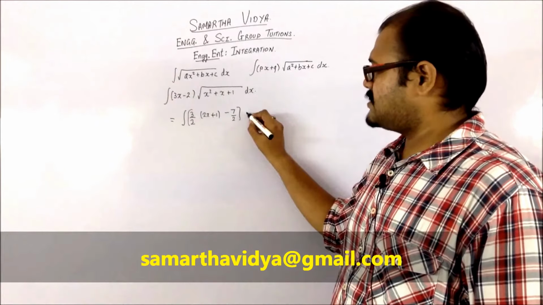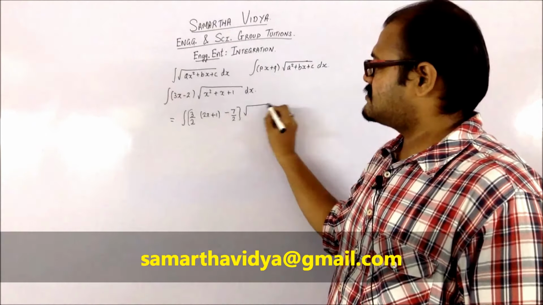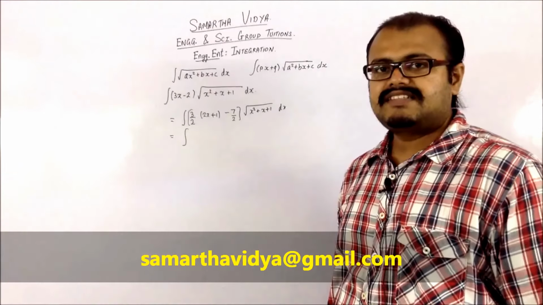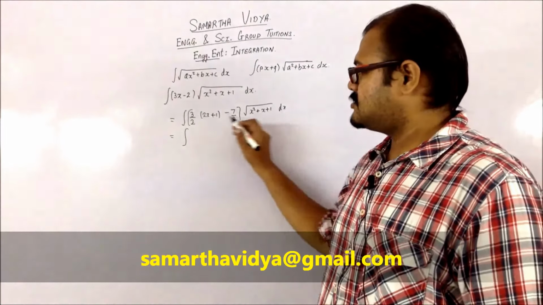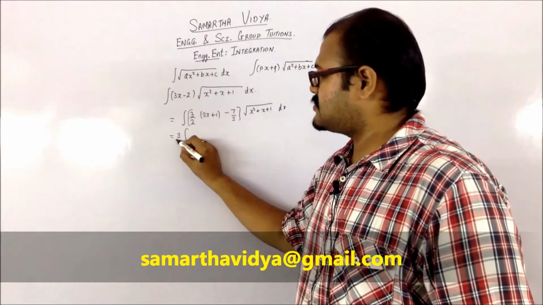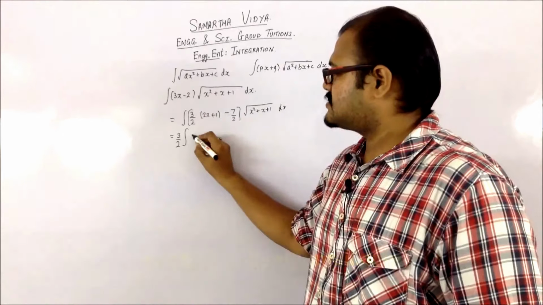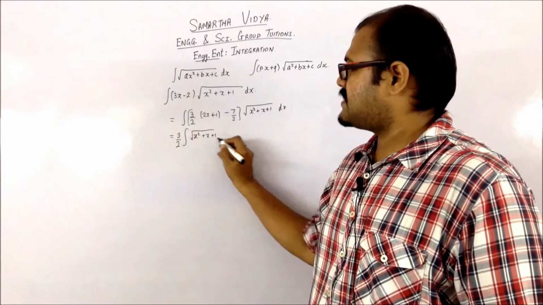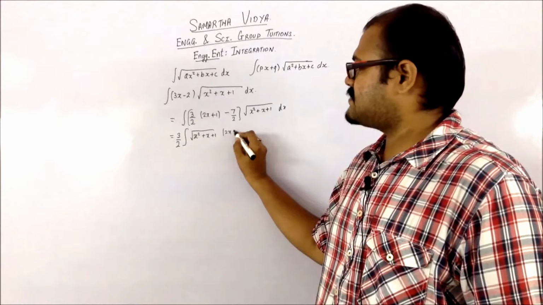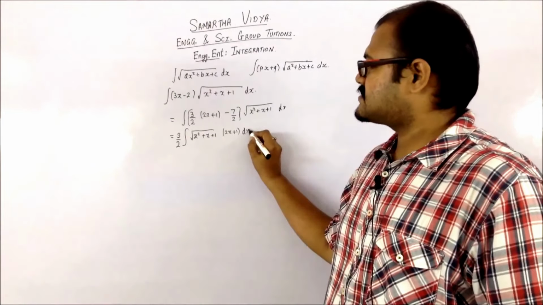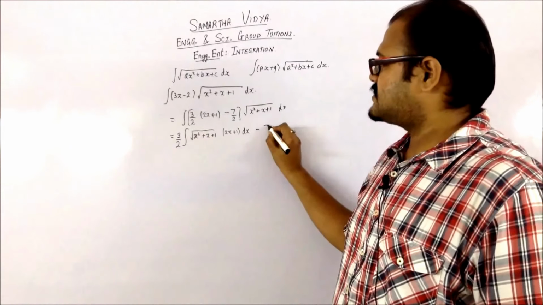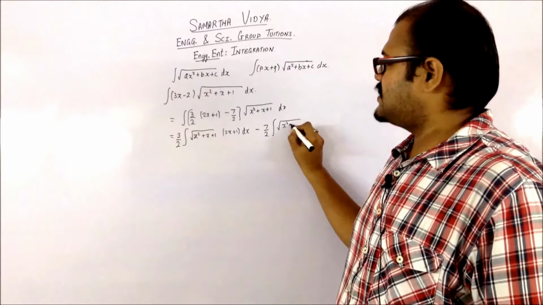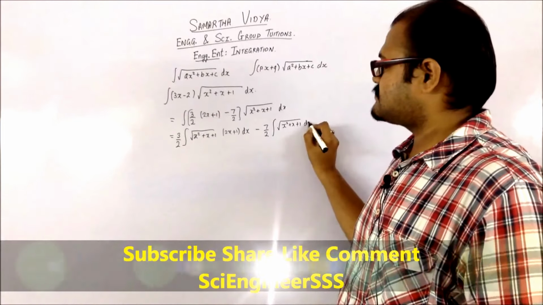After that, what you need to do is open the bracket which you have just found out. So you'll be getting 3 by 2, you can take outside. So it's going to be integration of root of x square plus x plus 1 into 2x plus 1 dx, minus 7 by 2 integration of root of x square plus x plus 1.